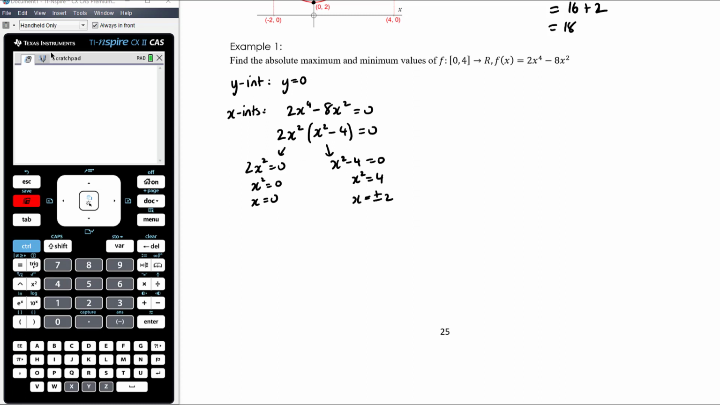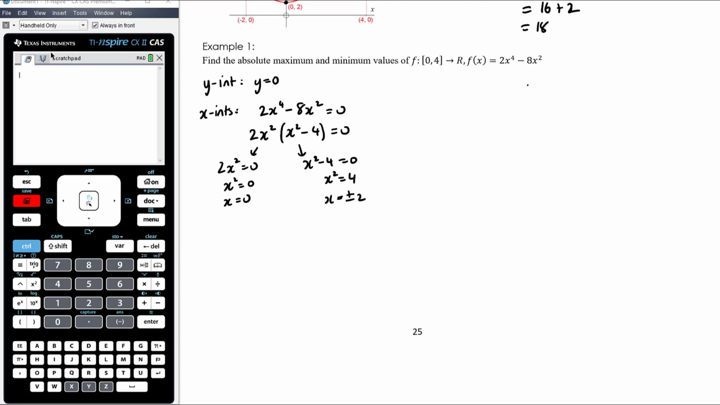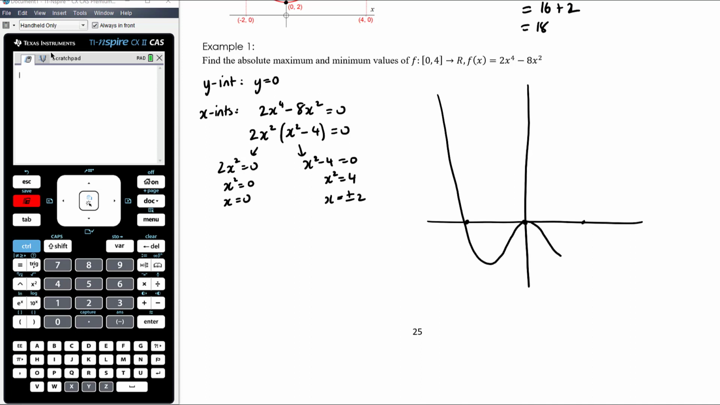So x squared equals 4, so x is positive or negative 2. Okay, so let's think about what that looks like then. It's a quartic, positive quartic, with x-intercepts at 0 and plus and minus 2. So it's going to look like this. Let's try and get that symmetric. Try that again. It's going to look something like this. Wasn't much better, but it's a bit better. Except we're only interested in it over the restricted domain, 0 to 4. So we're actually only interested in this bit of it.